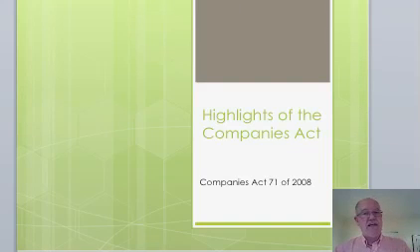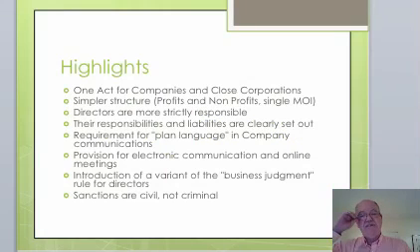The highlights of the Companies Act, Act 71 of 2008, are that there is one act for all types of companies. So closed corporations, a minor sort of company that was created some time ago, are all part of the same thing. One act covers all types of companies. There is a simpler structure put in place. You only really have two types of companies, profits and non-profits. Now there are all sorts of profits, but for our purposes, we simply look at a homeowners association that was formed under Section 21 of the old Act. It's a non-profit, so it's quite simple.